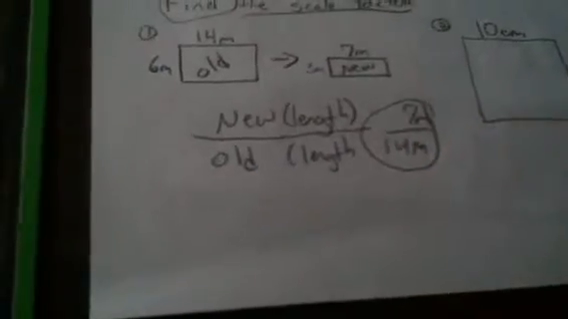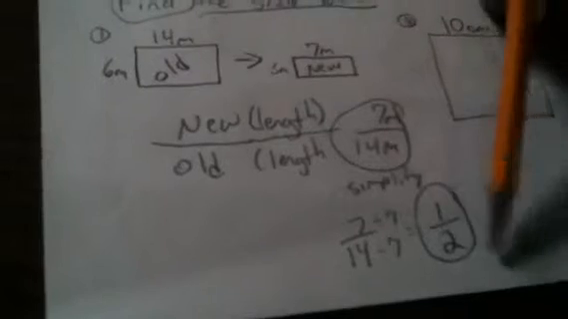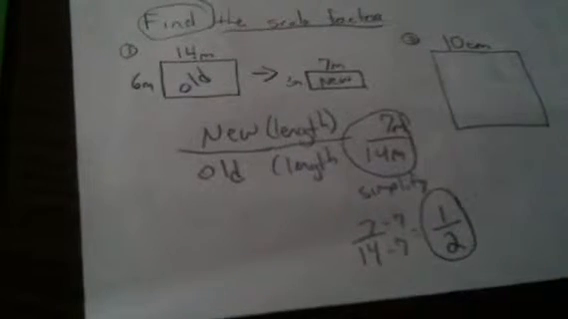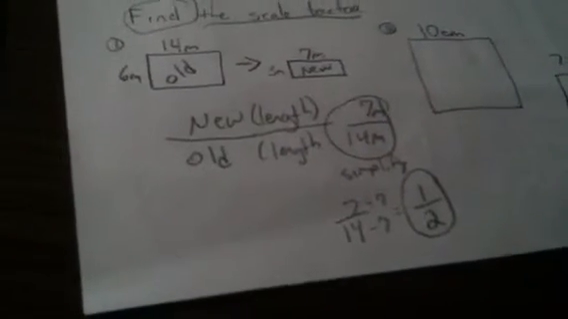But what's wrong with that fraction? Well, we can simplify it. When we simplify 7 over 14, divide by 7, we get our scale factor as 1/2. So what that means is if I take 14 and I multiply it by 1/2, I get 7. And that is, in fact, correct. So was this an enlargement or a reduction? This was a reduction.